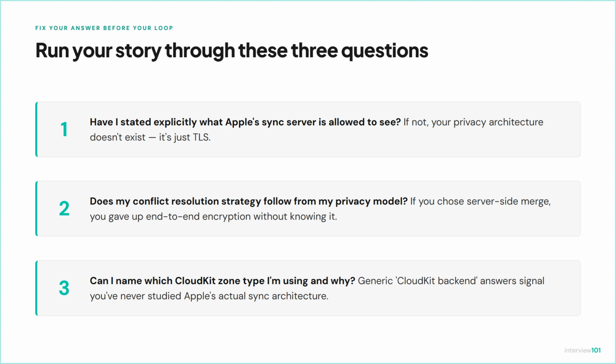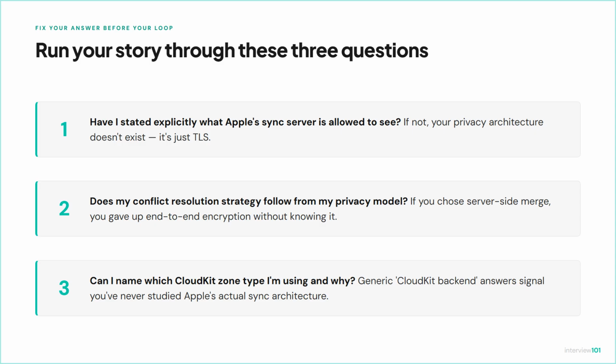Before your loop, run your answer through these three questions. 1. Have I stated explicitly what Apple's sync server is allowed to see? If not, your privacy architecture doesn't exist. It's just TLS. 2. Does my conflict resolution strategy follow from my privacy model? If you chose server-side merge, you gave up end-to-end encryption without knowing it.